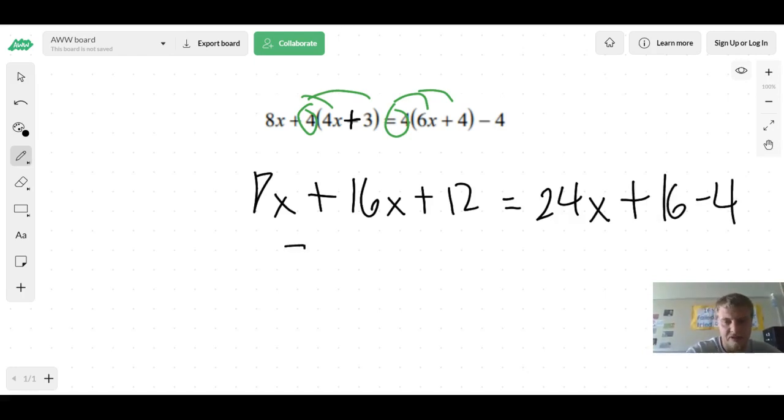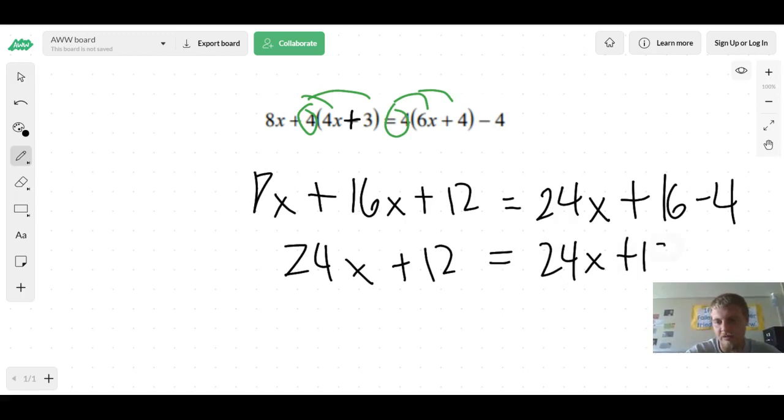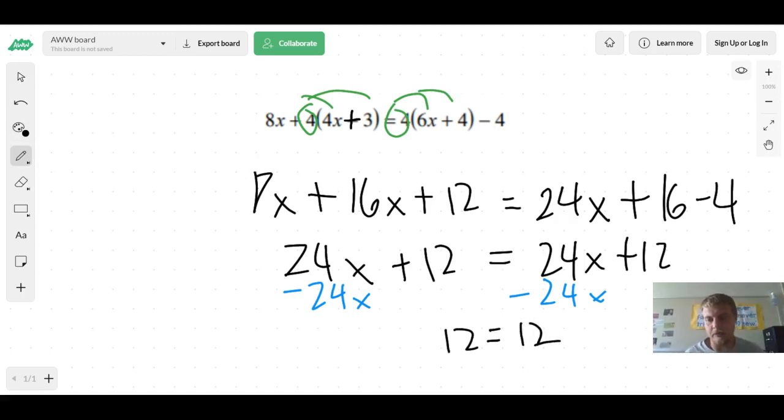That's going to give us 24x plus 12, and this equals 24x plus 12. And then we subtract 24x from both sides. In this case, we would have 12 equals 12. And we actually know that that is true. And the question here is, when is that true? That is always true. So we would call that all solutions.